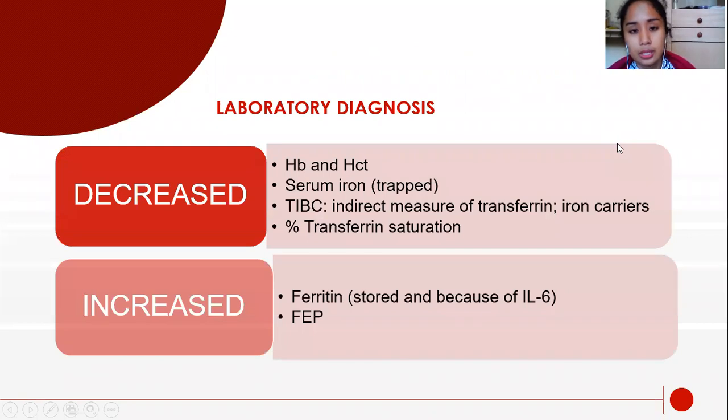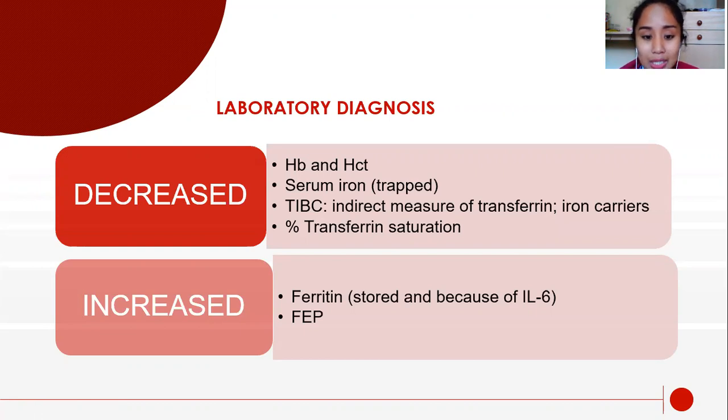Yan. So, class, in your anemia of chronic disease, decreased po ang hemoglobin, hematocrit, and iron, because it's trapped. Sinulat ko na para sa inyo, picturean nyo na lang. TIBC is also decreased and percent transferrin saturation is decreased. However, class, increased ang ferritin because it's stored, di ba?